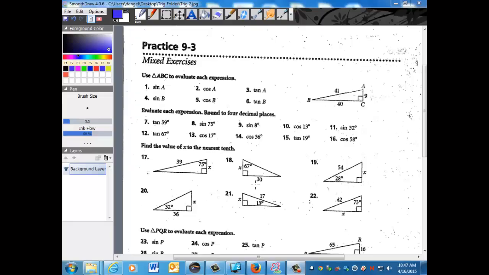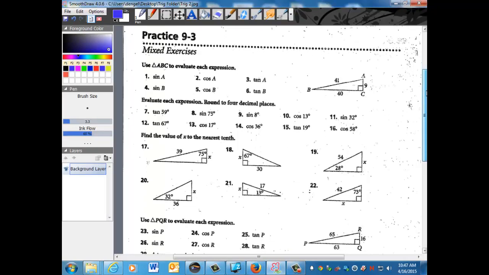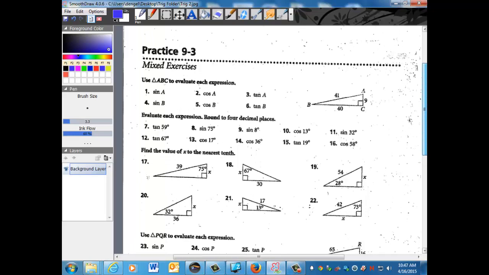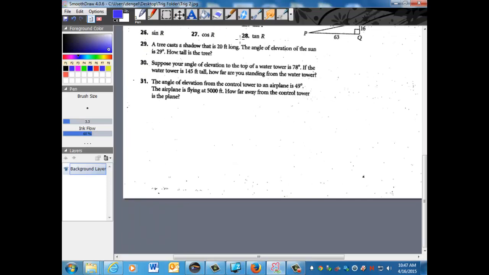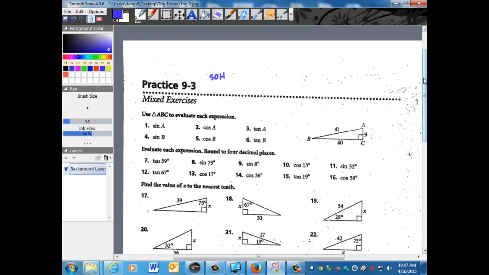All right, we're going to work through a few of these problems. We won't do all these, but just to give you an idea of what we're dealing with when we have trig problems. So again, with trig, we really need to think of the acronym SOHCAHTOA. Whoops, sorry about that. Let's try that again.